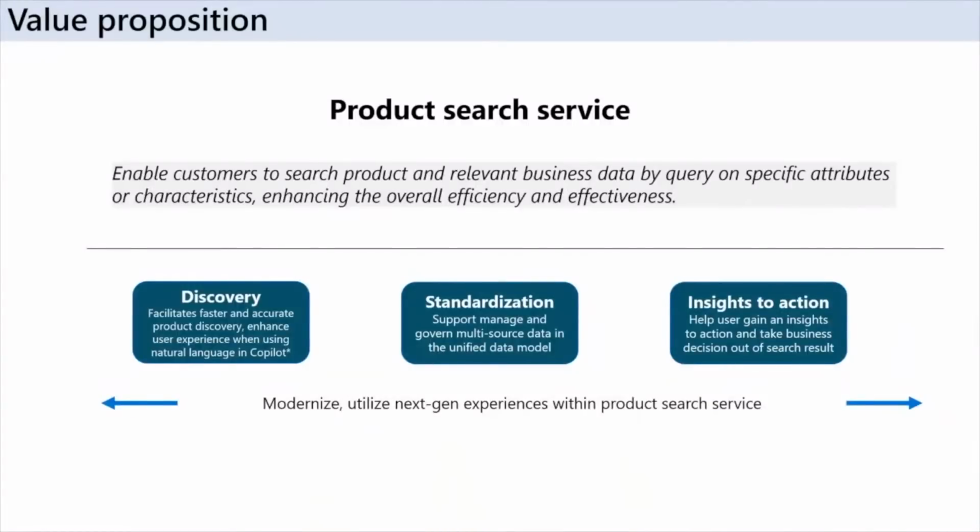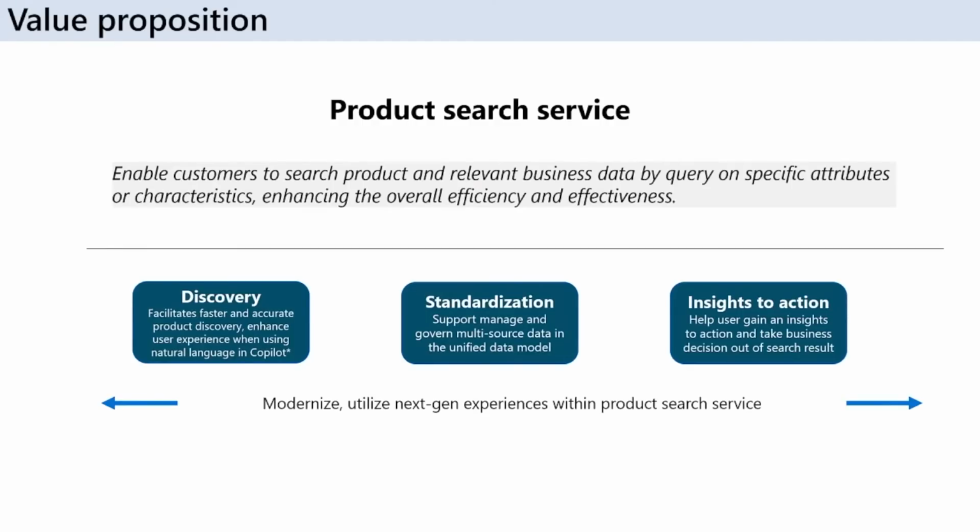So we provide a product search service in inventory visibility. The definition of what we want to achieve is to enable our customers to search products and the relevant business data by querying on a specific attribute or characteristic combination, enhancing the overall efficiency and effectiveness.